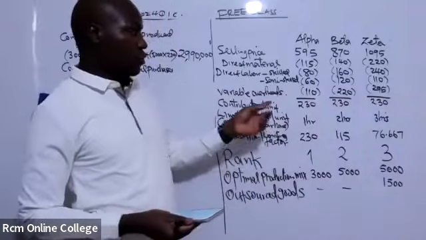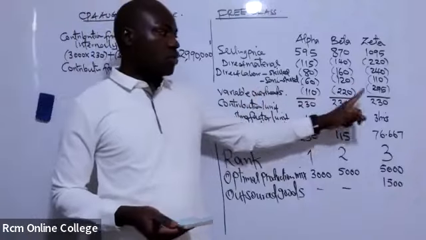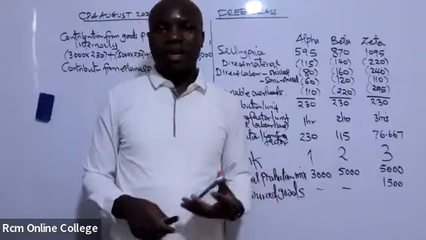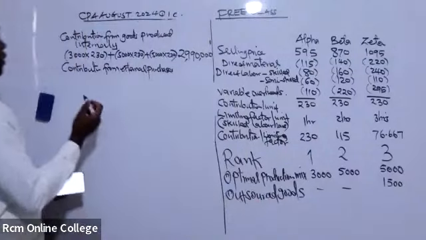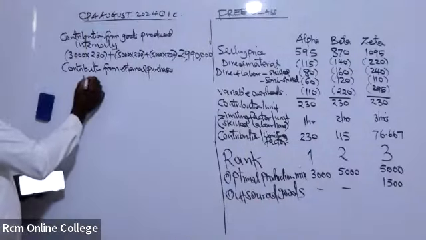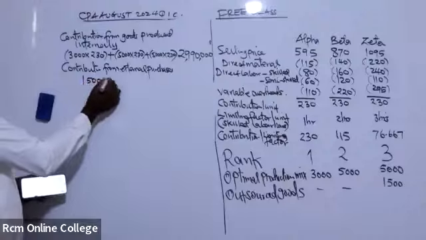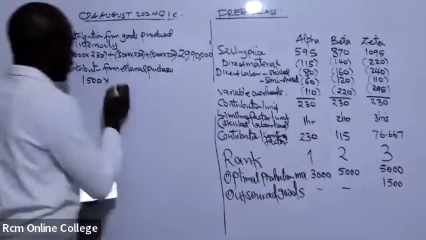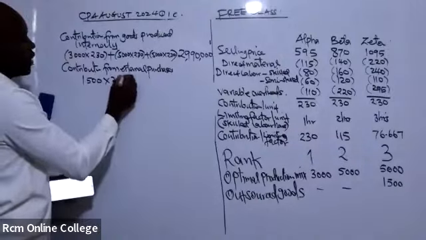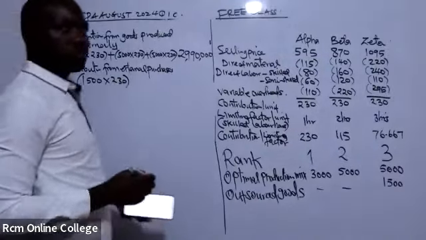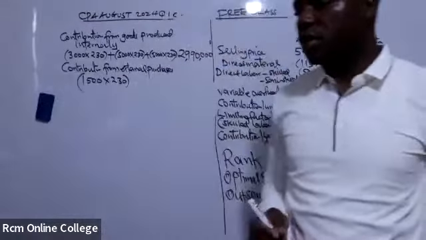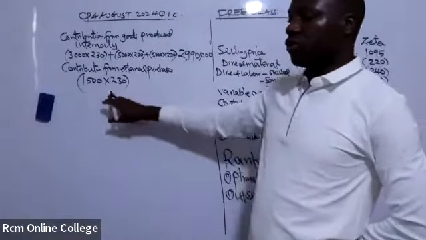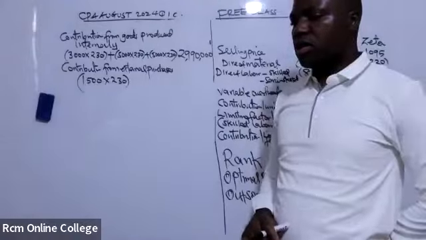So you can see contribution of Zeta here is 230. And the company outsourced 1,500. So let me see. If I take 1,500 that was outsourced times contribution of 230, is there something wrong I have done by doing that? By taking 1,500 times 230? Is there anything wrong?